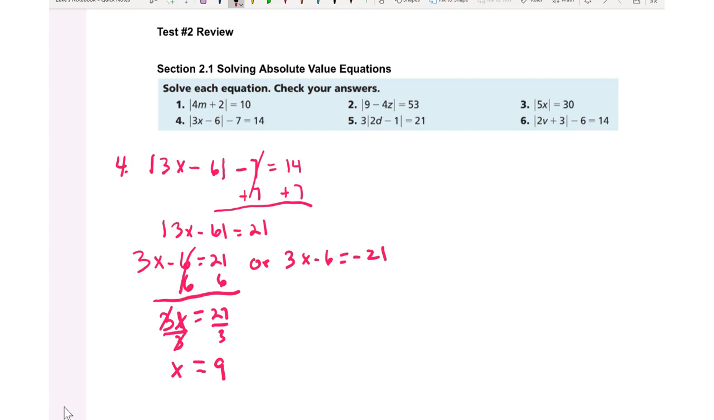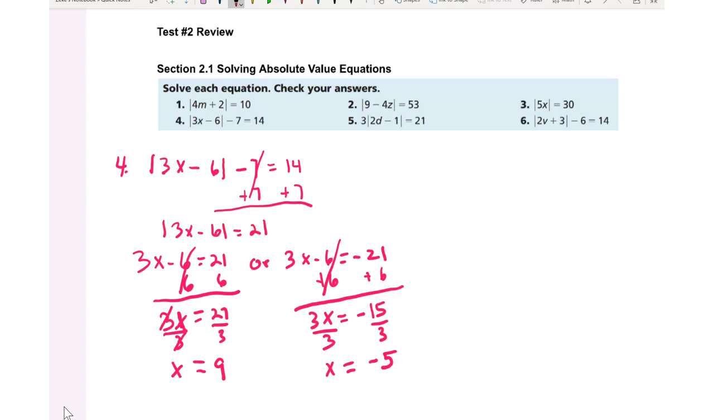Okay, on the other equation, you're going to add 6 to both sides. Negative 6 plus 6 is 0. So you have 3x equals negative 15. Divide by 3. So x equals negative 5.